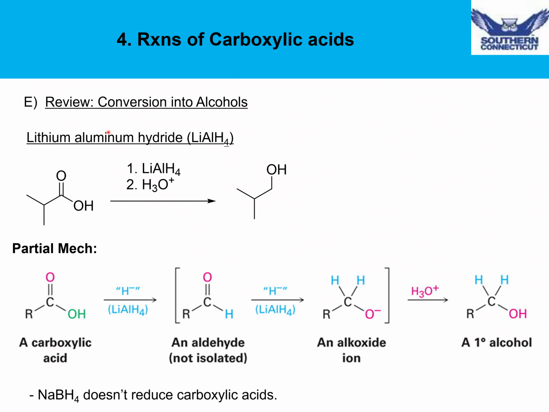As we saw earlier this semester, carboxylic acids can be converted into alcohols by a reduction reaction with lithium aluminum hydride. We start off with this carboxylic acid, we add lithium aluminum hydride, followed by aqueous acid. We can convert it into a primary alcohol. The reaction starts by the hydride on lithium aluminum hydride adding to the carbon of the carbonyl here, breaking the double bond, then reforming the carbonyl and eliminating the OH group to give you an aldehyde.